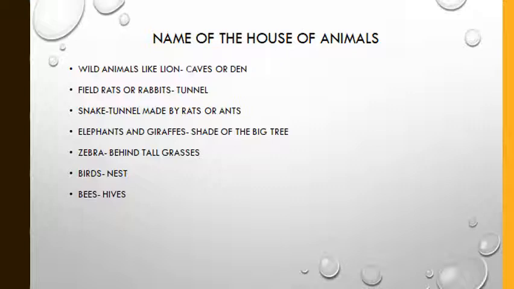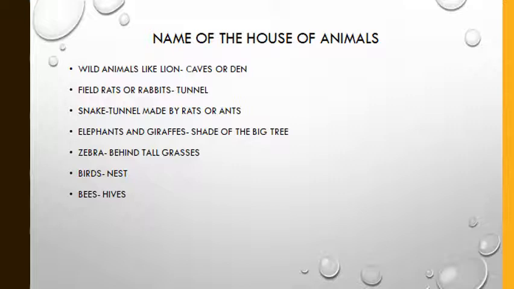Now there are field rats or rabbits. They make their own home. They make tunnels in the ground to live under the soil. Next, we have a snake. Snakes never make their own home. They live in the tunnels which are made by rats or ants.